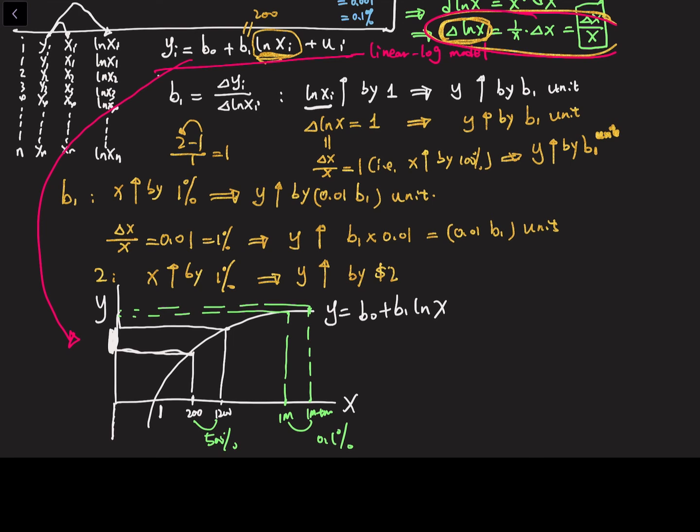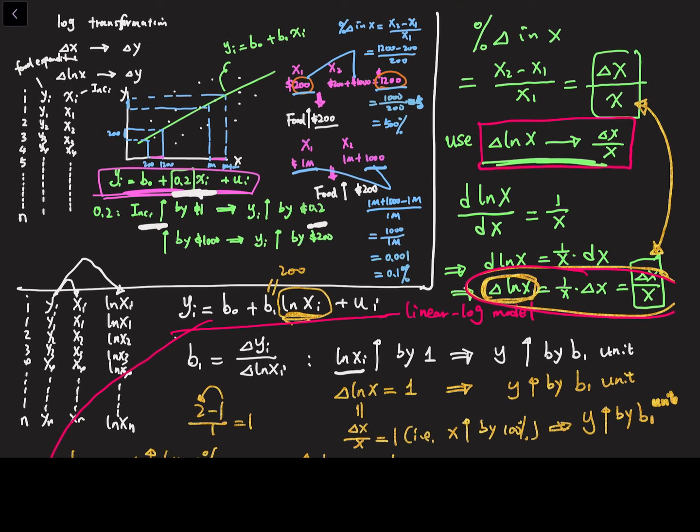So the effect of x on y actually depends on the value of x. The effect of x on y depends on where you evaluate x. If x goes from 200 to 1,200, you have this much increase in y, but if x increases from here to here, you have a smaller increase in y. So that's why you have a nonlinear relationship. This video is about how to understand log transformation. It's actually to convert a unit change in x into a percentage change in x.